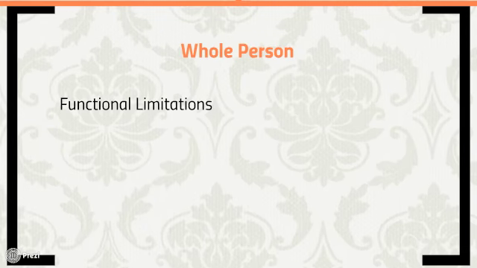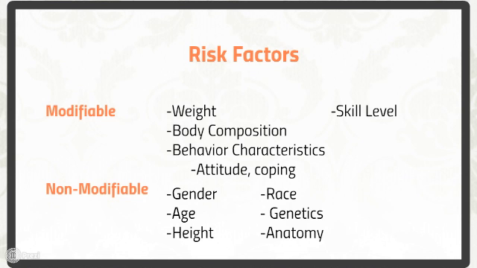And now if we move up to the whole person, we'll be looking at the functional limitation dimension of the disablement model. Modifiable risk factors here include weight, body composition, behavioral characteristics such as attitude and coping, and skill level. Non-modifiable risk factors are gender, age, height, race, genetics, and anatomy.